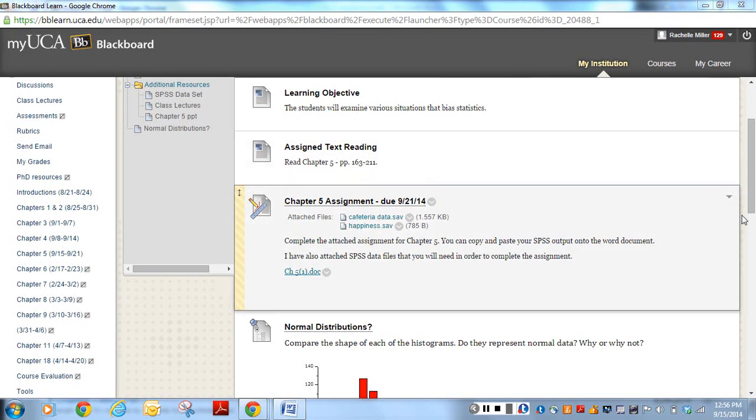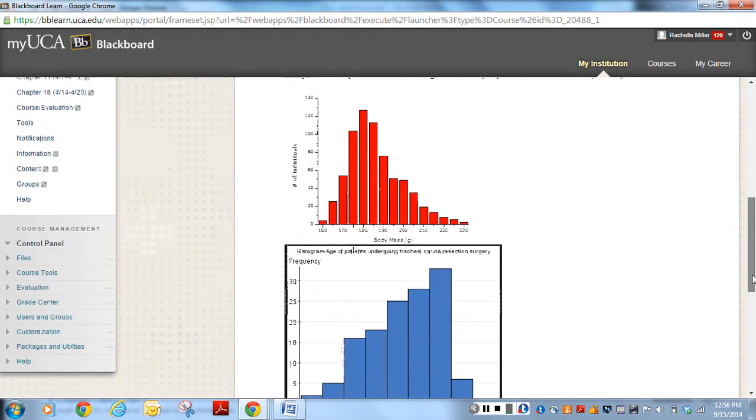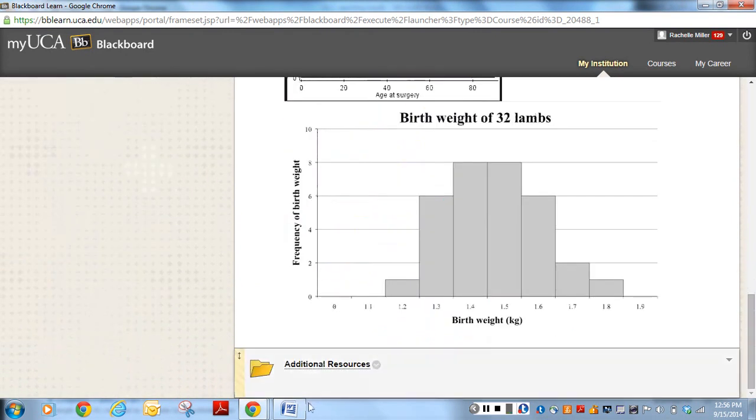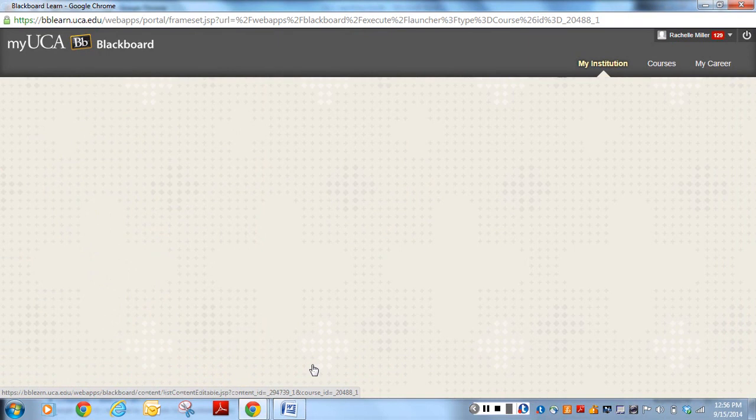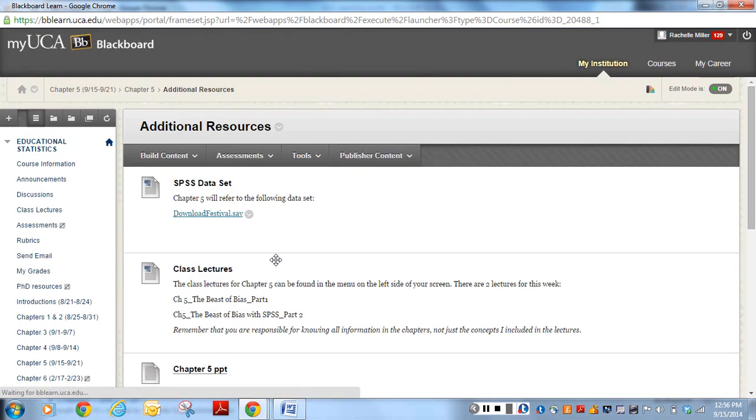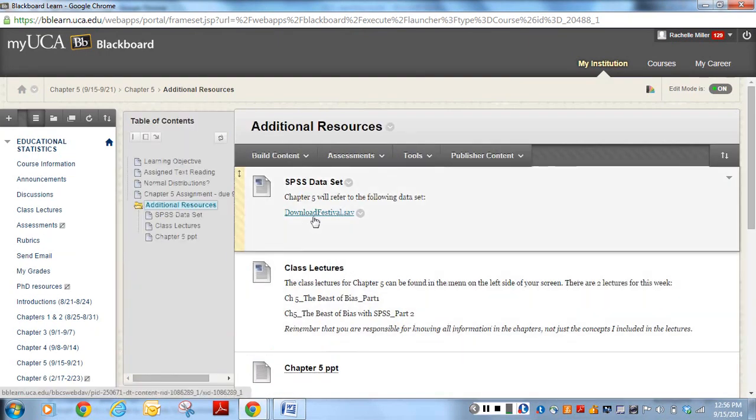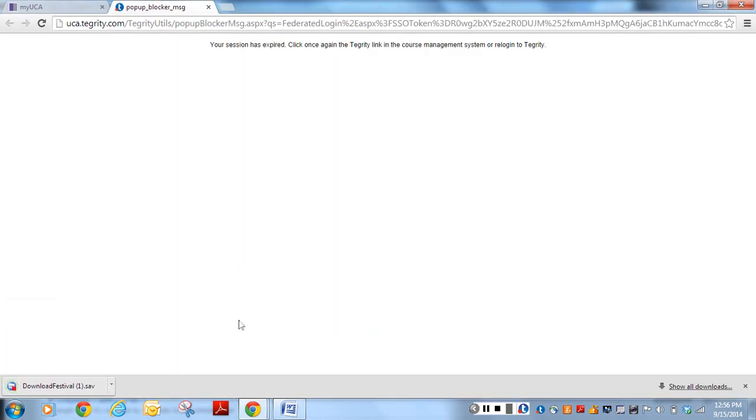So if I go into additional resources, I can pull up this download festival file. Chapter 5 refers to this data set. So let's go ahead and open this up.